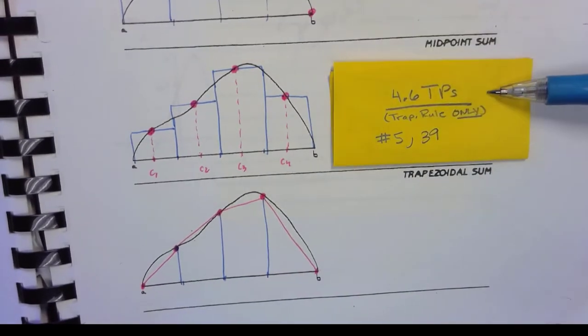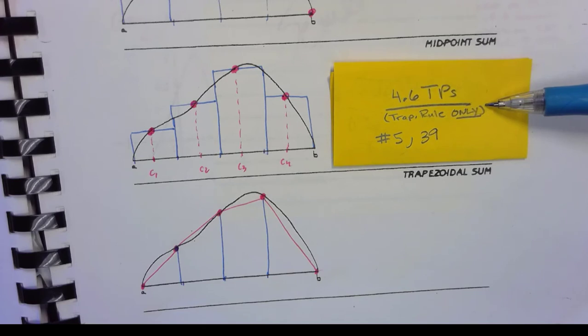Your TPs for the trapezoidal rule are number 5 and number 39. Use the trapezoidal rule only. See you next time.